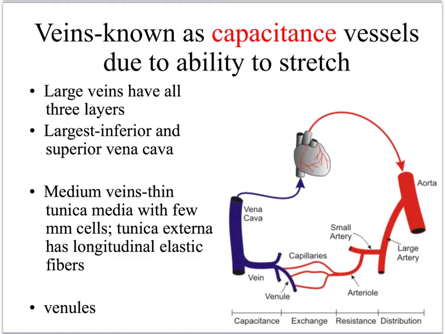So large veins have all three layers of intima, the media, and externa. And make sure you know that the largest veins in the body are the inferior and superior vena cava. Just like it sounds, the inferior vena cava is bringing blood from the lower part of the body, superior from the top part of the body. So medium veins will have a thinner tunica media, and you'll have fewer muscle cells there, and the tunica externa has more elastic fibers. And then the medium veins branch out into the smaller veins called venules.